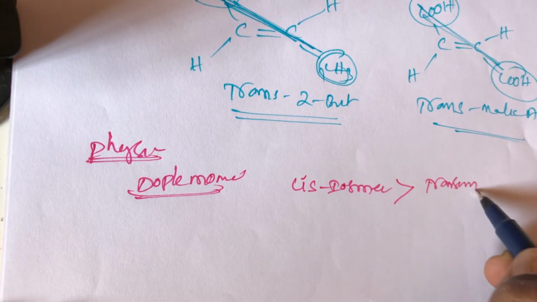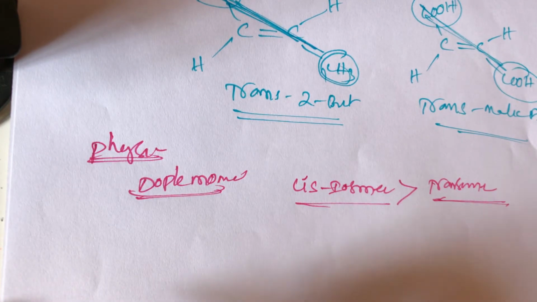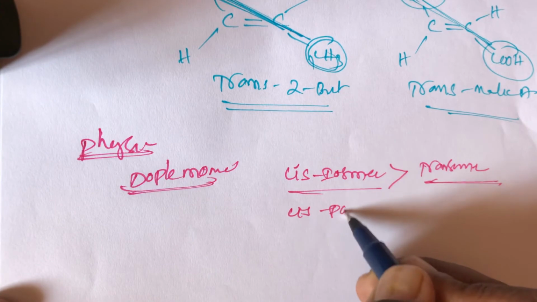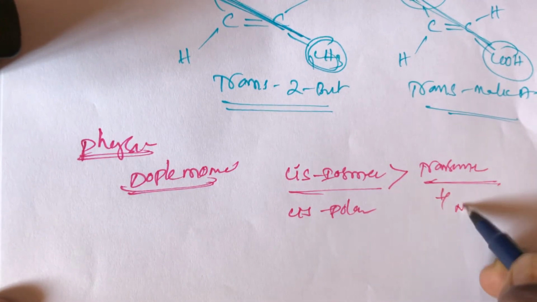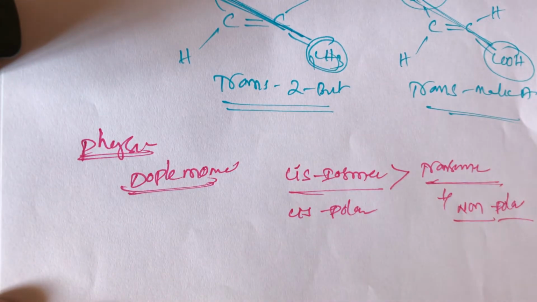It is also very important, students. Cis isomers have greater dipole moment than trans isomers. What is the reason? Cis compound is polar, and trans compound is non-polar. Cis compound is polar and trans compounds are non-polar.